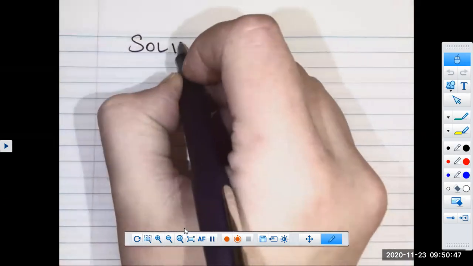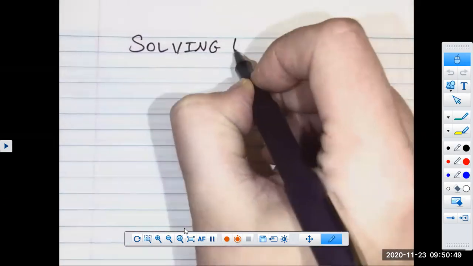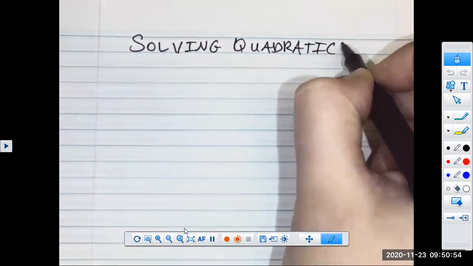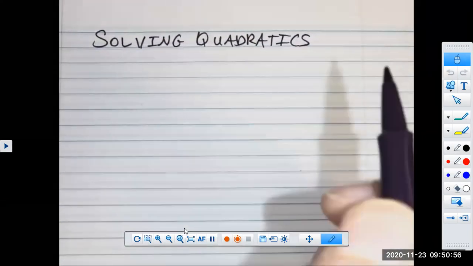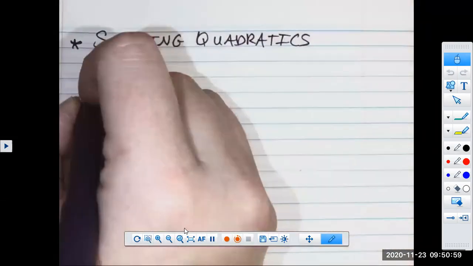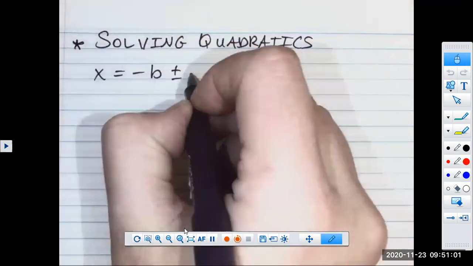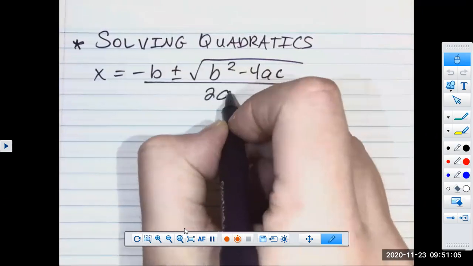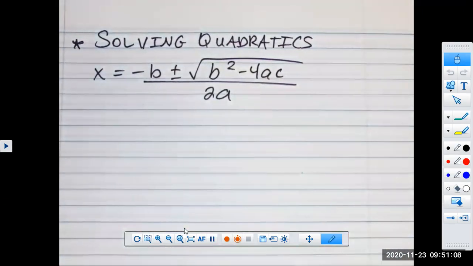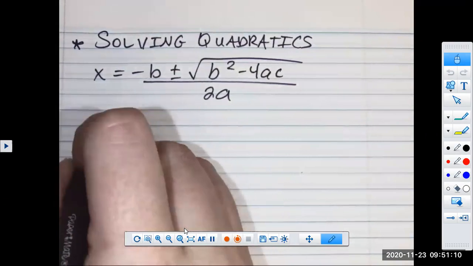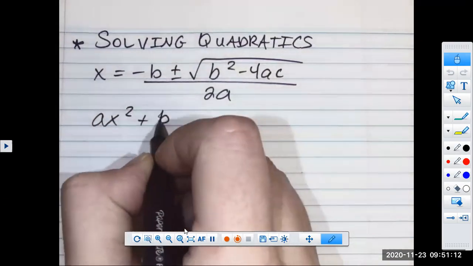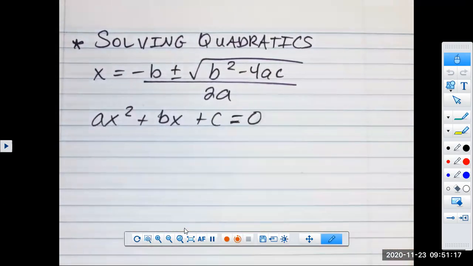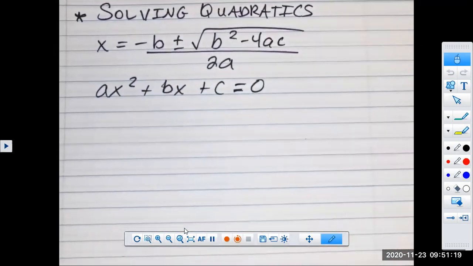So in all of these, you've already done this earlier in chapter 4, we're still in chapter 4, solving quadratics. And remember the quadratic formula, negative b plus or minus square root b squared minus 4ac all over 2a. And remember always to make sure that your quadratic equation is in ax squared plus bx plus c equals 0, that all of your terms are on one side and it's set equal to 0.